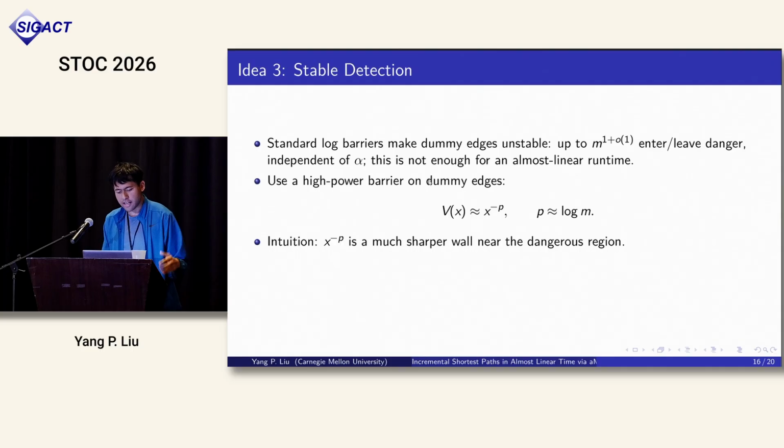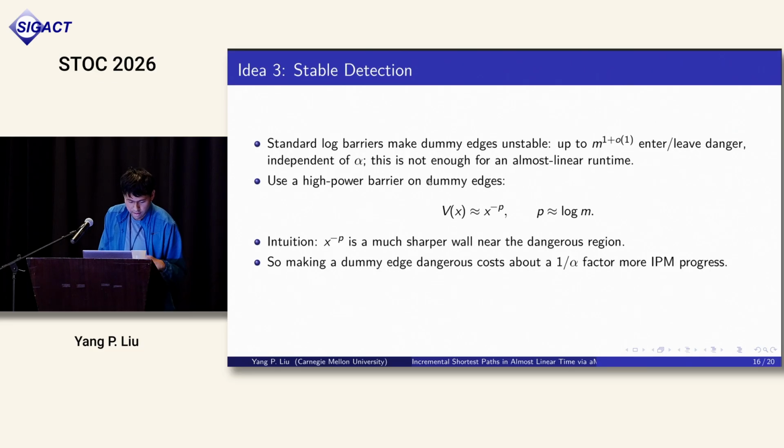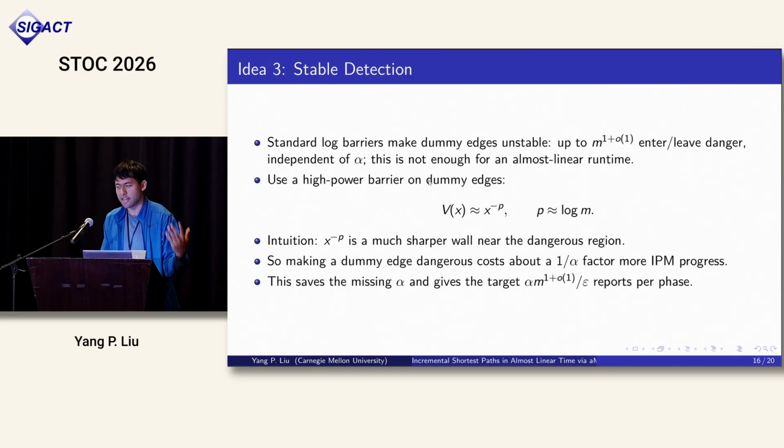The idea is that this high-powered barrier penalizes movement much more heavily than the logarithmic barrier. And if you do the analysis, it turns out that this high-powered barrier penalizes movement exactly by an extra factor of 1 over alpha, and thus you save an extra factor of alpha in terms of the number of changes that can happen on these dummy edges. So overall, the number of vertices that can become dangerous over time is alpha m over epsilon.